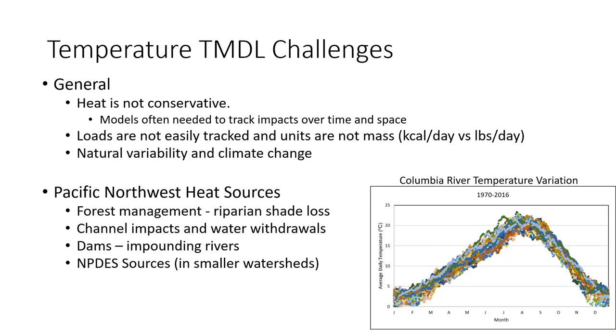And then finally, of course, you're doing a TMDL, so you need to look at NPDES sources. Typically, in the larger rivers, they're not a big factor. We have not found them to be a big factor at all in the Columbia River, which is a very big river. But in the smaller watersheds, they can be a factor. And so, of course, the TMDLs need to account for all those sources and deal with the fact that NPDES sources are discharging heat. That heat is not conservative. It's going into these rivers and it's going downstream and it's dissipating. And you've got to keep track of that and see what the magnitude is.